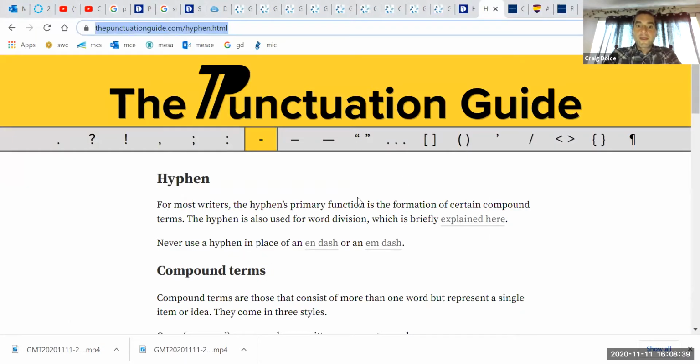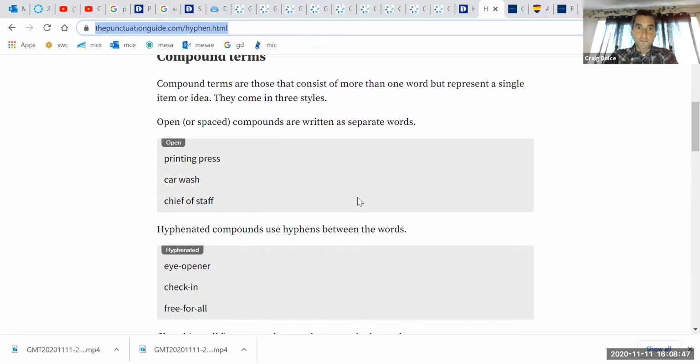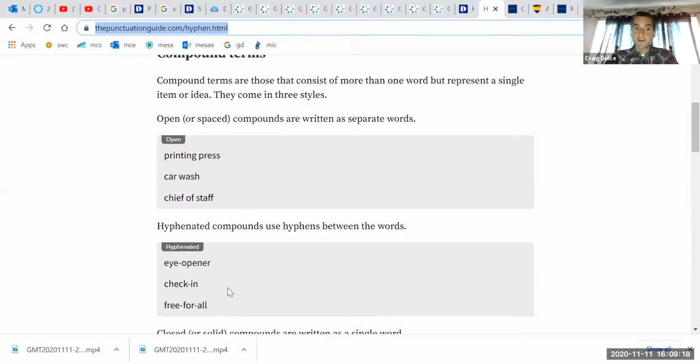Hyphens. When you're using two words together to make one. Now that's a very specific situation, right? Compound words, two separate things. It's a printing press, right? But when it's a hyphenated compound, it's an eye-opener, right? Because a car wash, car is its own thing, wash is its own thing, right? So it's a place where you go to wash your car, a car wash, but something like an eye-opener, a check-in, a free-for-all.